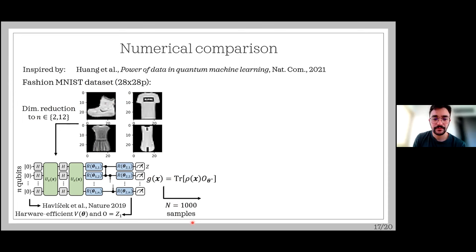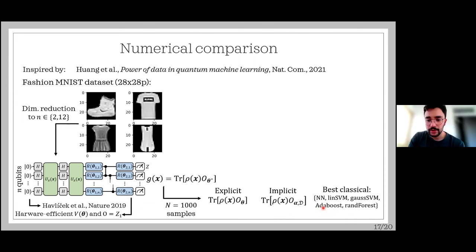And on this task now, we train an implicit classifier from the same labels. The implicit classifier is defined using a kernel with the same feature encoding, right? But the observable is just inner combinations of points in the dataset. And we also compare the performance of these models to a bunch of classical models like neural networks, support vector machines, AdaBoost, random forest, that were hyperparameterized in this task as well. And this is the performance that we see, okay?